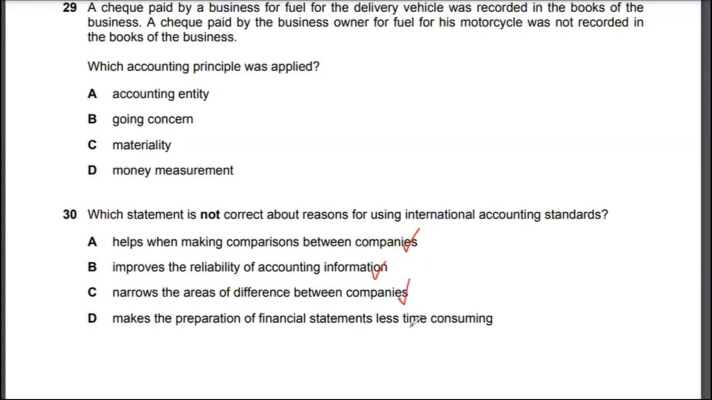Makes the preparation of financial statements less time consuming. No, it makes it more time consuming because companies now have to follow accounting standards, which are very complicated. You may not study those accounting standards right now, but when you might be doing your CPA or chartered accountancy, that's when you will realize how complicated these accounting standards are. And the correct answer to multiple choice 30 would be option D.